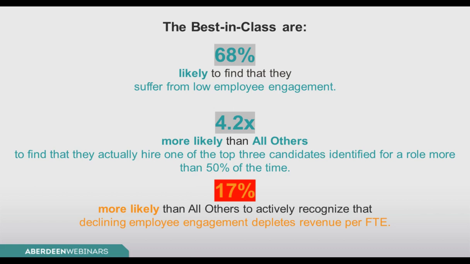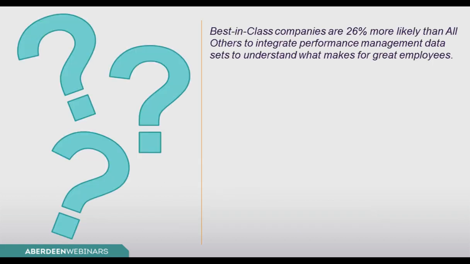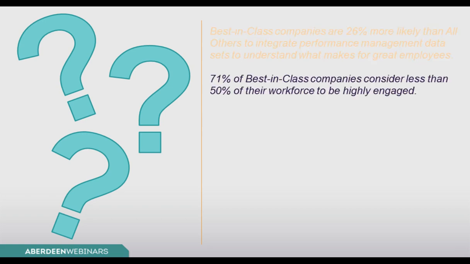So next up, the best-in-class companies are 17% more likely than all others to actively recognize that declining employee engagement is depleting revenue per FTE. And we'll talk about how the resource strategy for talent acquisition relative to employee tenure is impacting this. Best-in-class companies today are 26% more likely than all others to be integrating performance management data sets to understand what makes for great employees. And this is a great area to try and understand what engagement looks like and how it contributes to the playing field.